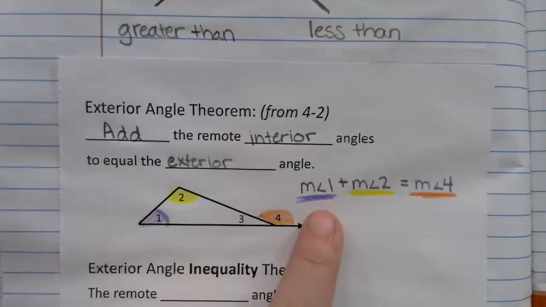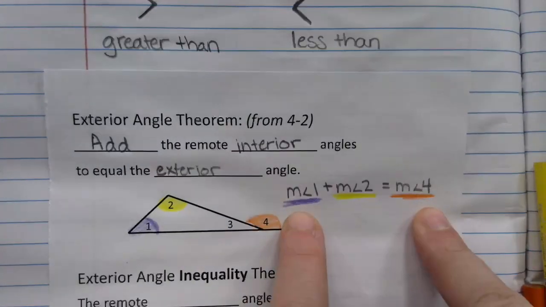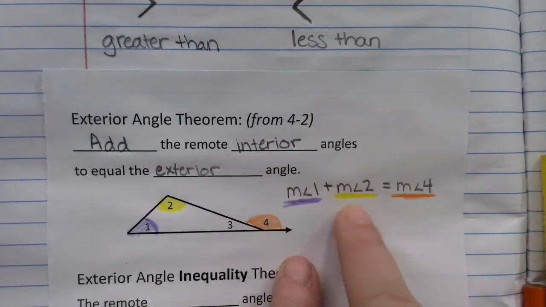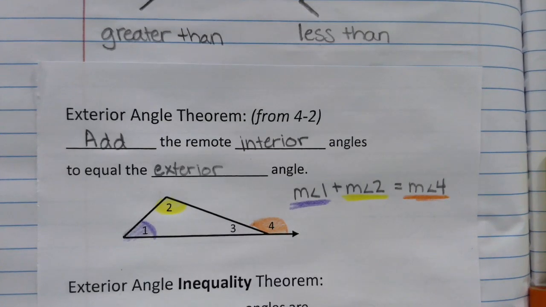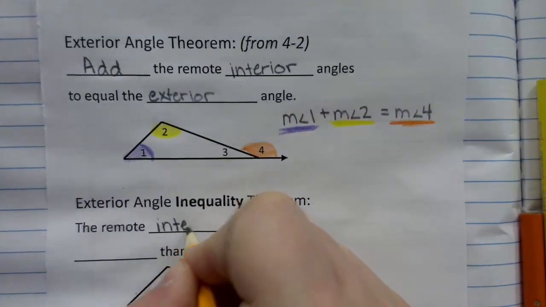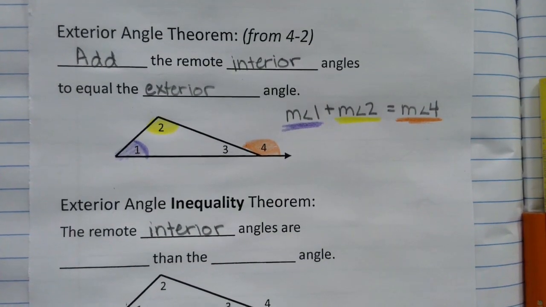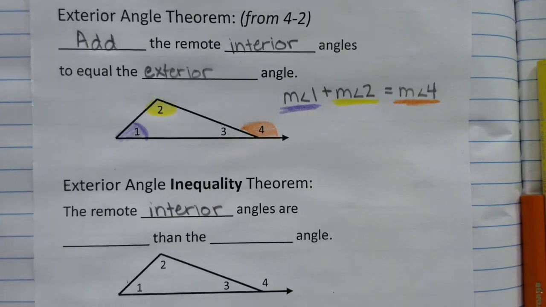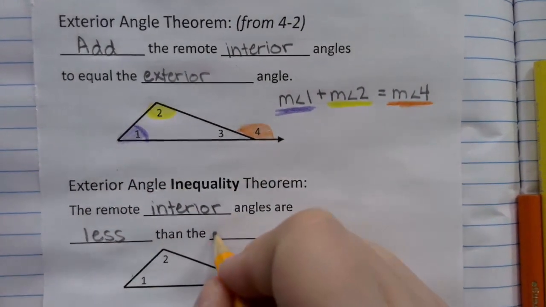So in this problem here, when I add a number and another number, my answer, angle 4, has to be bigger than both 1, and it has to be bigger than 2 because I'm getting bigger. I'm taking angle 1, I'm adding more to it. I'm getting to a bigger number. Okay, so that's our exterior angle inequality theorem. It says that the remote interior angles are less than the exterior angle.